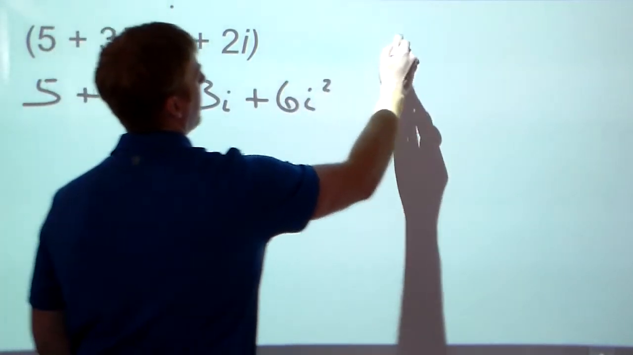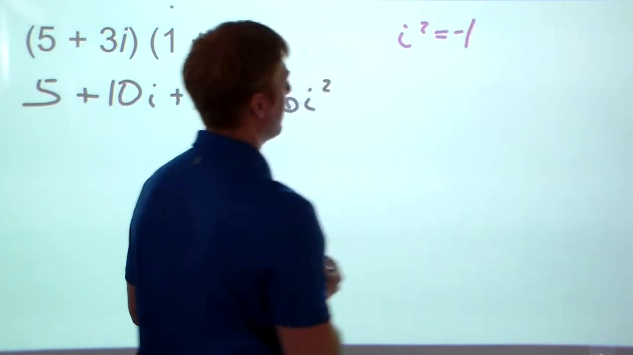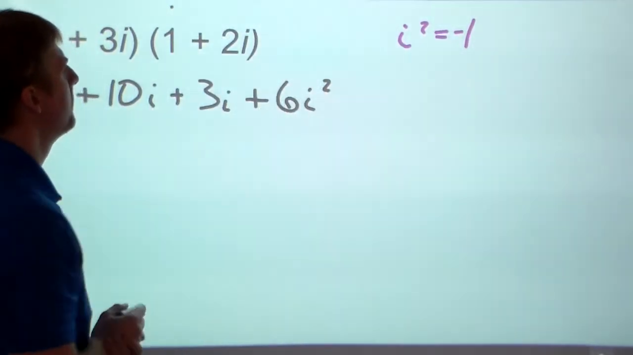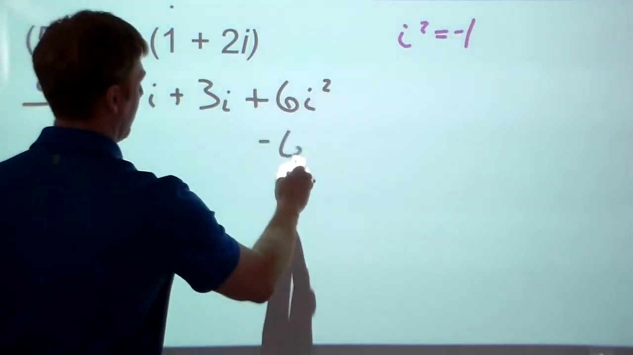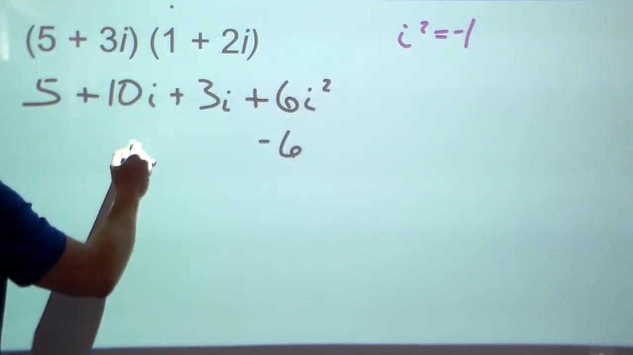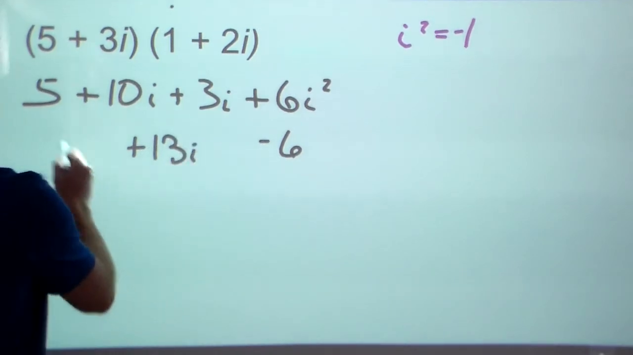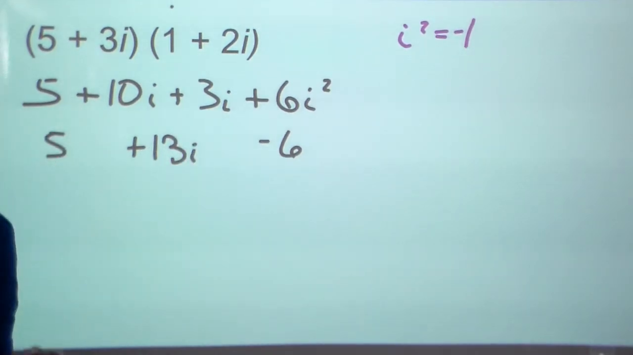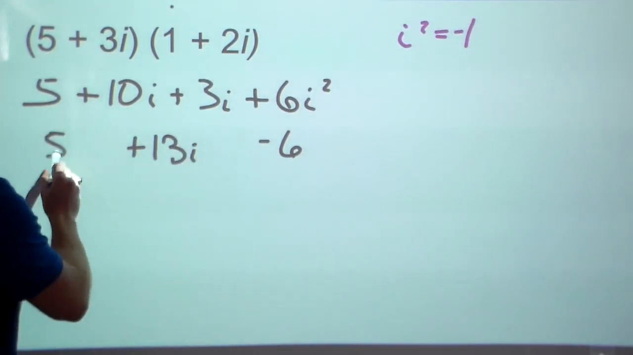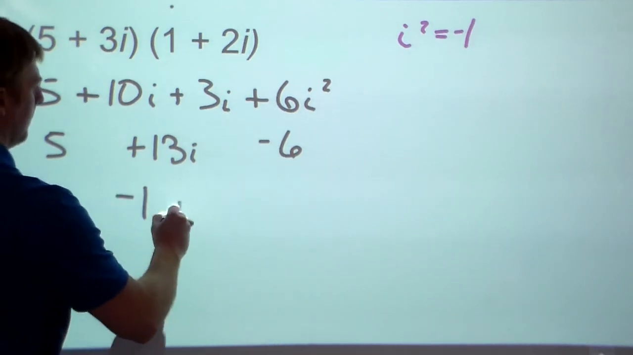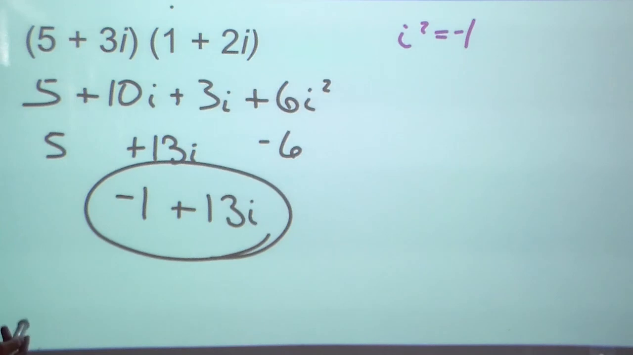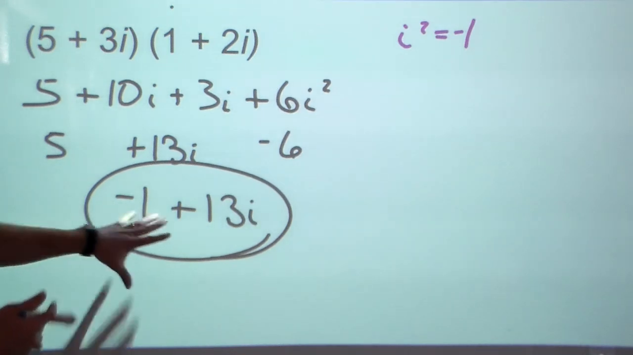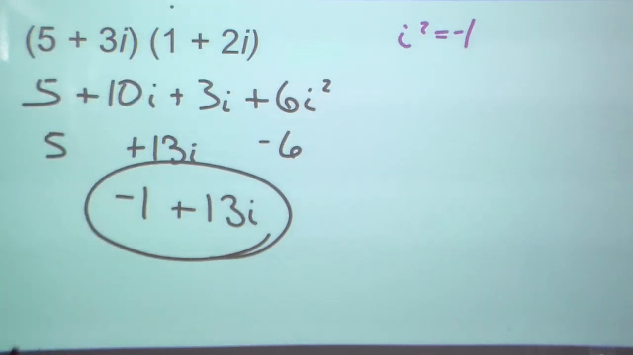Now don't forget, if you have i squared, that's the same thing as negative 1. So that's saying 6 times negative 1, so that part's really minus 6. We can put these together, that's 13i. And then just 5 in the beginning. So 5 plus 13i minus 6, 5 minus 6 is negative 1. And there you go. Negative 1 plus 13i. That's how you would represent this complex number when you multiply them together.